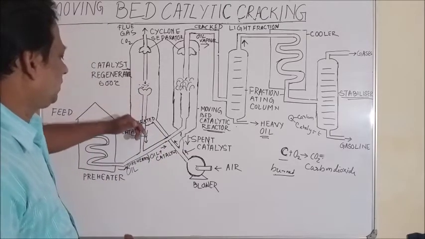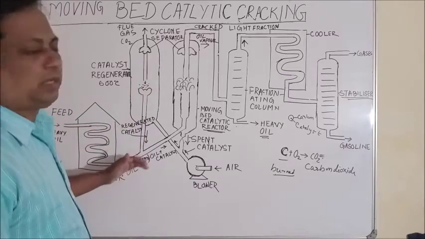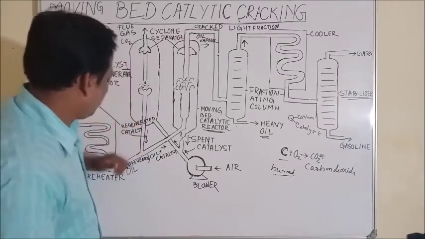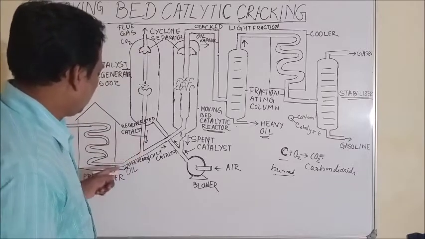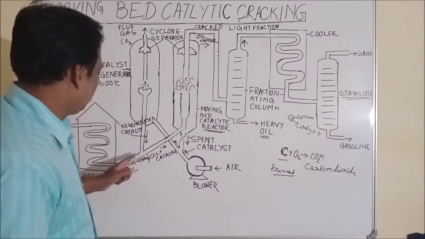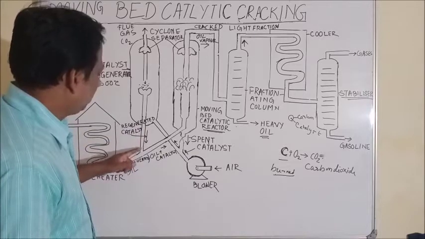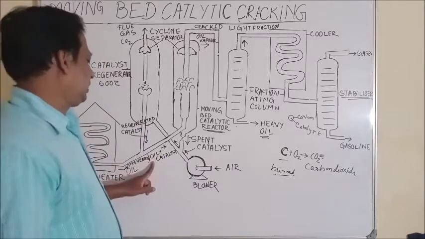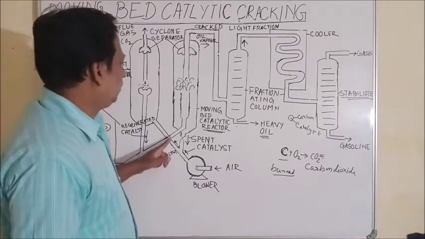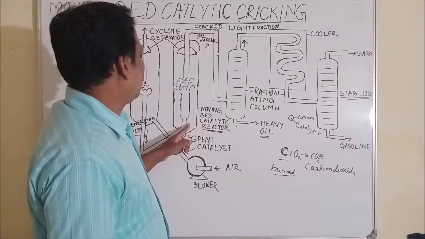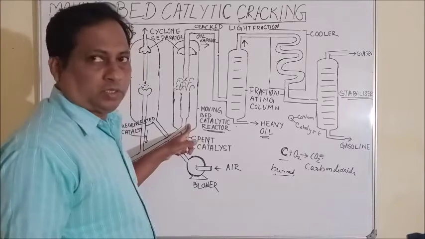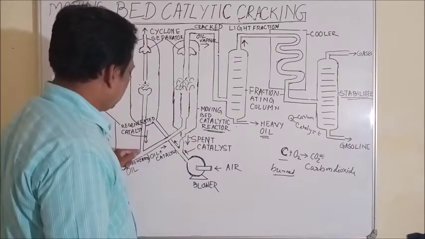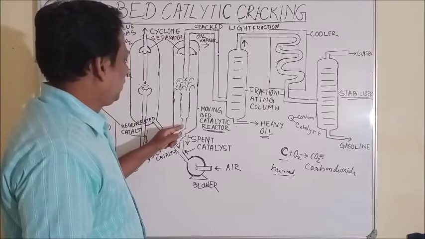The regenerated catalyst falls down to the oil pipe. Now in this oil pipe, the regenerated catalyst plus oil goes again into the catalytic reactor. Okay, you see the process. So the regenerated catalyst is going to the reactor.